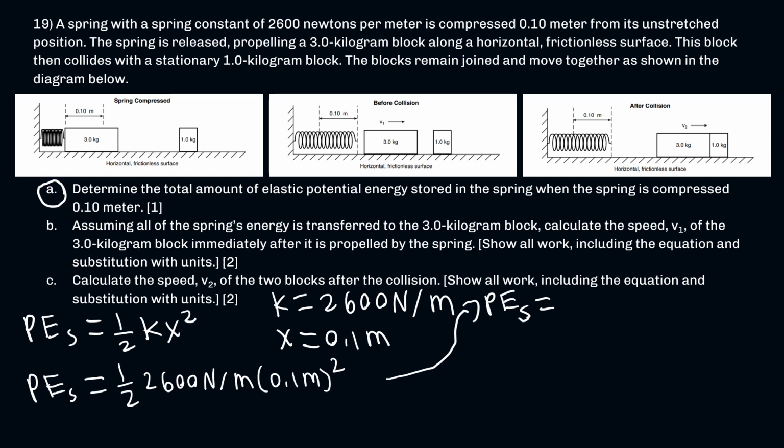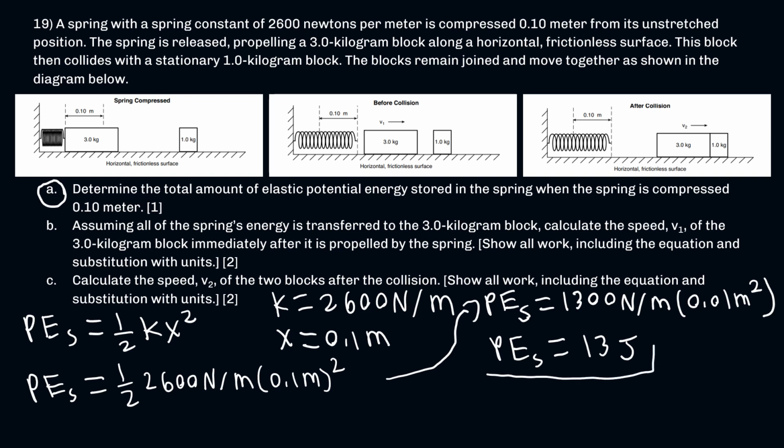So going with this again, moving it up here, I have PES is equal to 2600 times 1/2 is 1300 newtons per meter. Then 0.1 squared is 0.01 meters squared. So I'm going to end up here with 1300 times 0.01. So multiply those two together. I'm going to end up with the potential energy of the spring, or the elastic potential energy, as just 13 joules. So that is my answer.